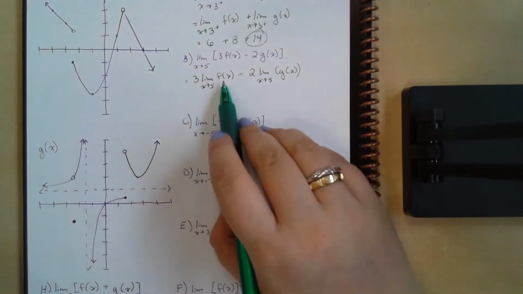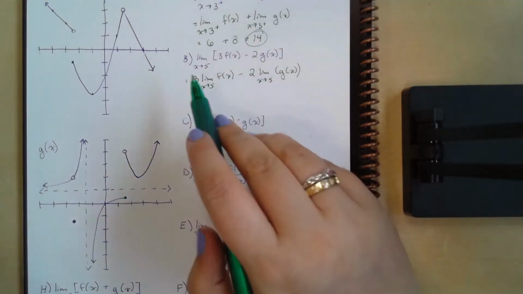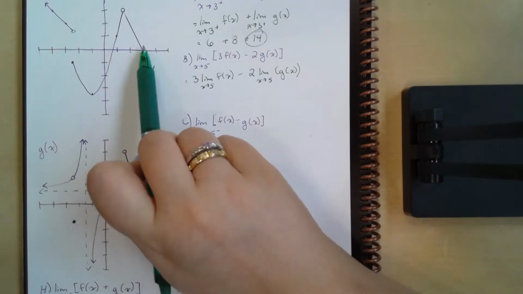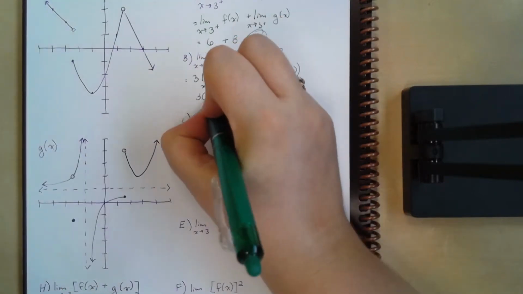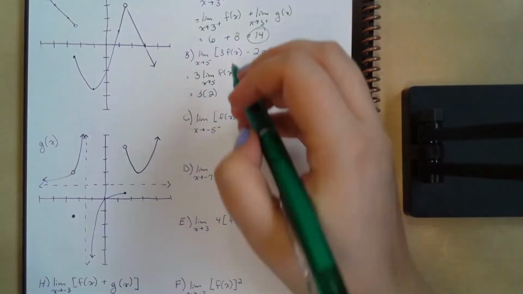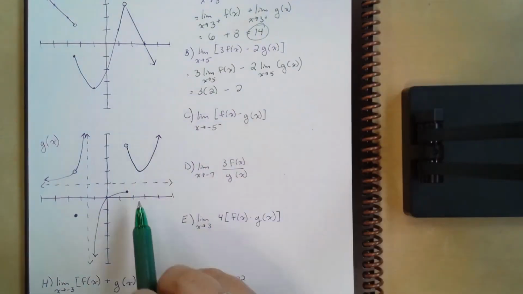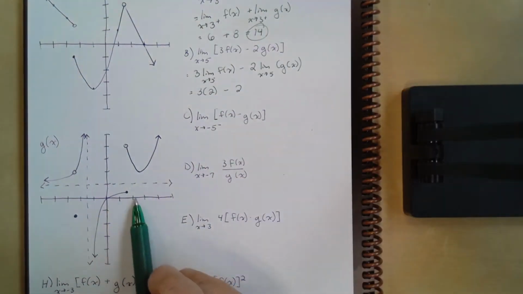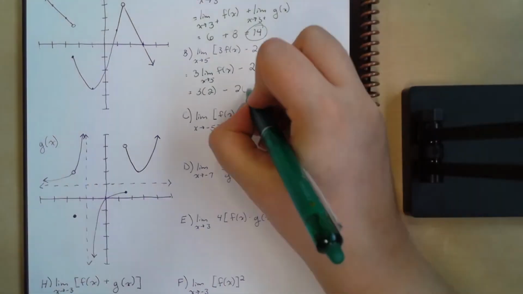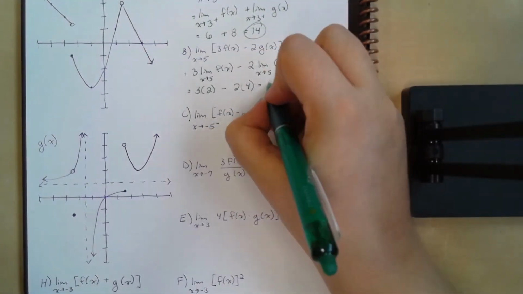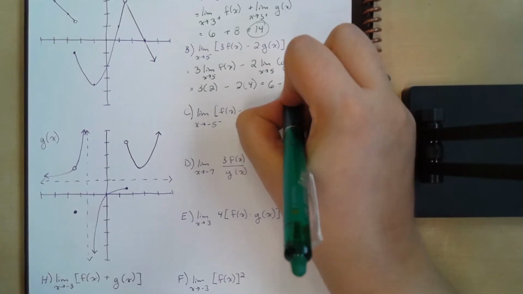So 3 times the limit of f of x as x approaches 5. So I've got 5, 2, 4, 6. So 5 is about here. Looks like we're about at 2. So this is going to be 3 times 2 minus 2 times my g of x at 5, 2, 4, 5, about 4. So 2 times 4. So that's going to give me 6 minus 8, which is negative 2.